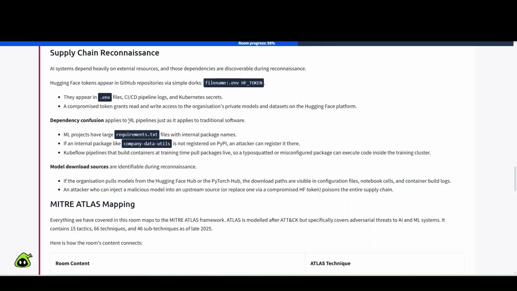Dependency confusion applies to ML pipelines just as it applies to traditional software. ML projects have large requirements.txt files with internal package names. If an internal package like company-data-utils is not registered on PyPI, an attacker can register it there. Kubeflow pipelines that build containers at training time pull packages live, so a typosquatted or misconfigured package can execute code inside the training cluster.